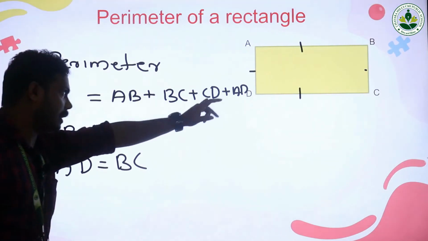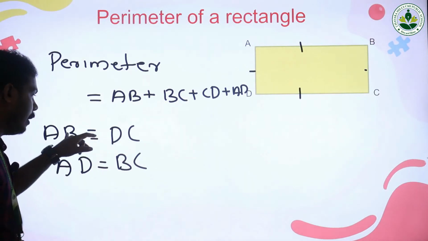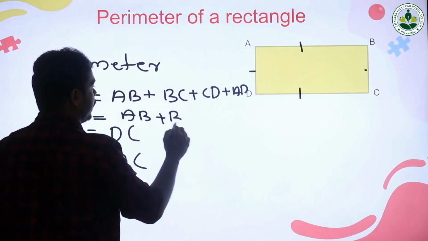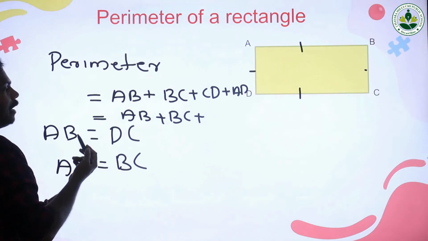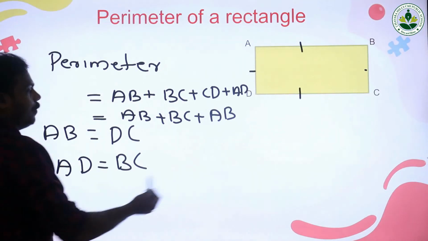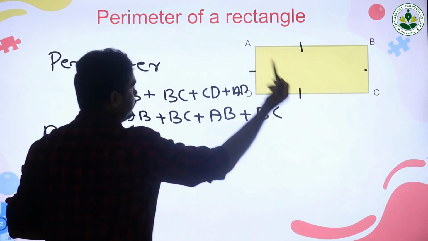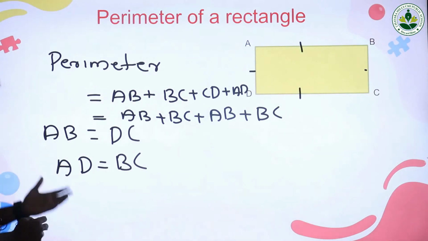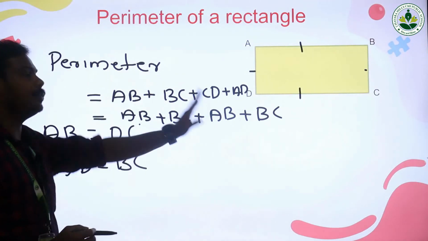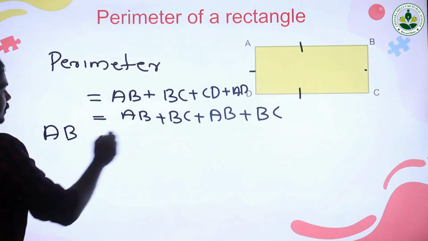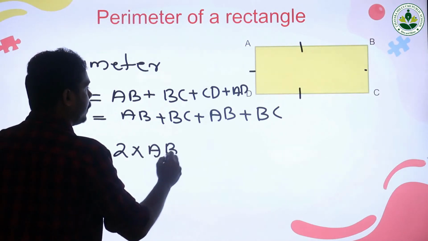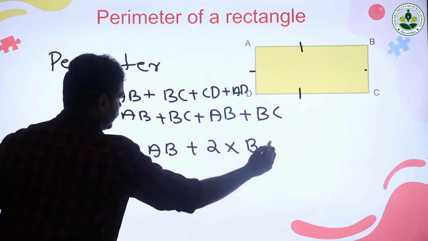We replace CD and AD with AB and BC. AB plus BC plus CD, and the lengths of CD and AB are equal, so we can write AB instead of CD and BC instead of AD. Now we get AB plus BC plus AB plus BC. That means 2AB plus 2BC, that is, 2 into AB plus 2 into BC.